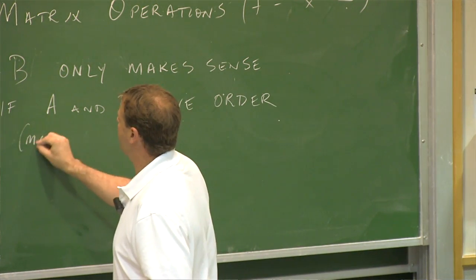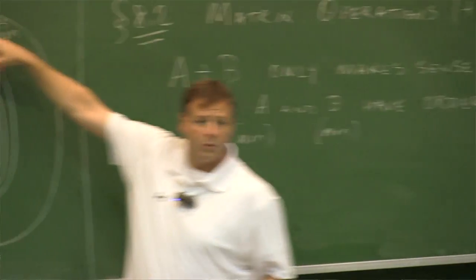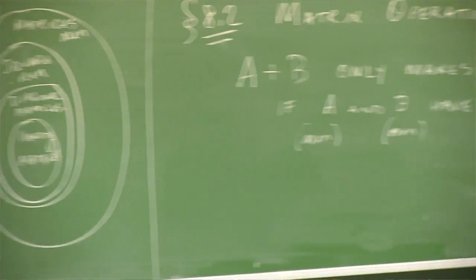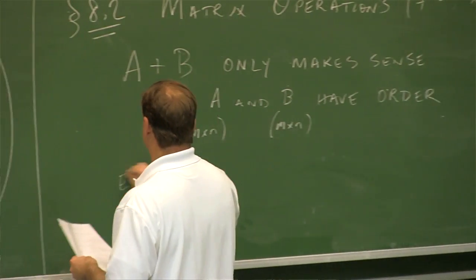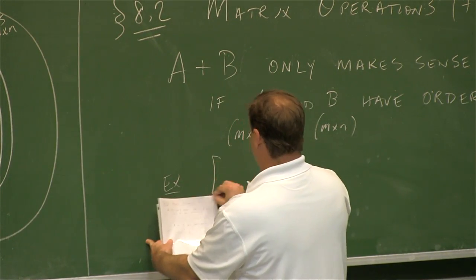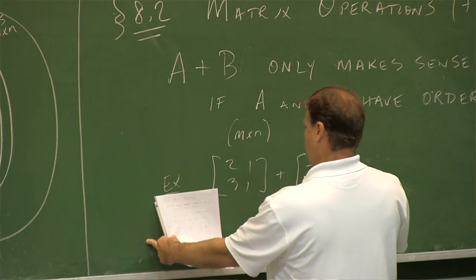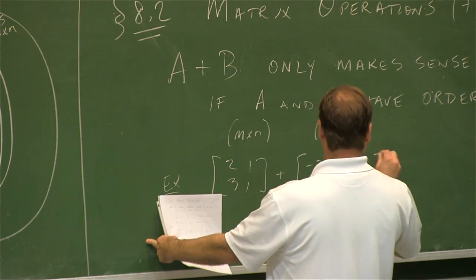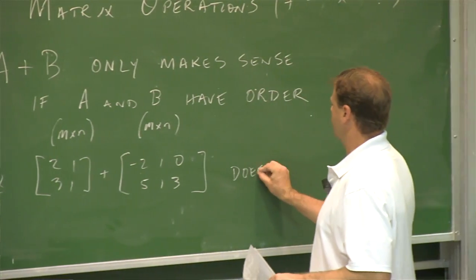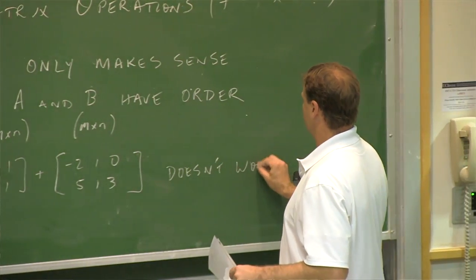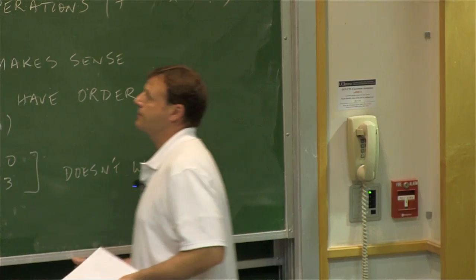You have to have m by n and m by n. So now we're in the general world here. We don't have to be square matrices. We just have to have them match. For instance, it's easier to just see when it doesn't work. Okay, this doesn't make sense. That's the first thing. They have to match up as rectangles.